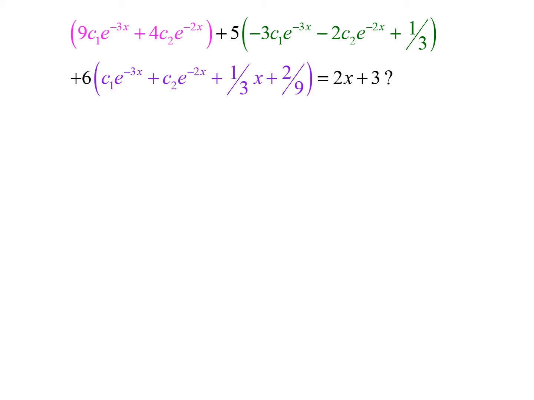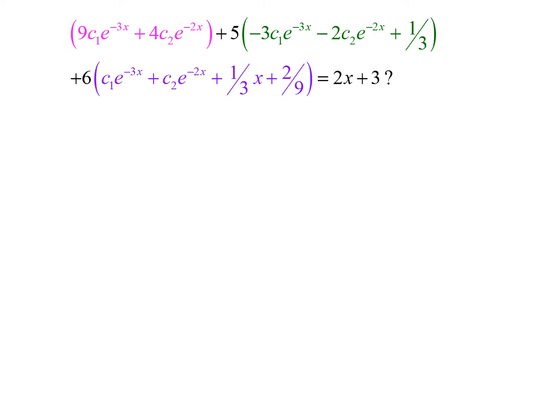Now that we have our y, our dy dx, and our second derivative of y, we can plug those into our differential equation. The second derivative of y plus 5 times the first derivative plus 6 times y equals 2x plus 3. So again, we plug in those values we found. The second derivative of y was 9c1 e to the minus 3x plus 4c2 e to the minus 2x. Our first derivative of y was negative 3c1 e to the negative 3x minus 2c2 e to the negative 2x plus 1/3. And then y was c1 e to the negative 3x plus c2 e to the negative 2x plus 1/3 x plus 2/9. So we plug those in.